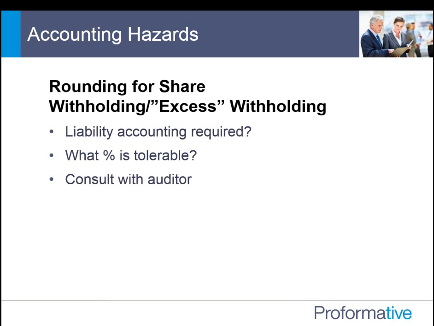and excess withholding. So a conservative reading of ASC 718 argues that liability accounting is required if share withholding is rounded up, and that over-withholding is no longer immaterial. But administratively, rounding up is far easier and avoids touching an individual's paycheck. So many auditors are starting to support the spirit of the accounting standard.